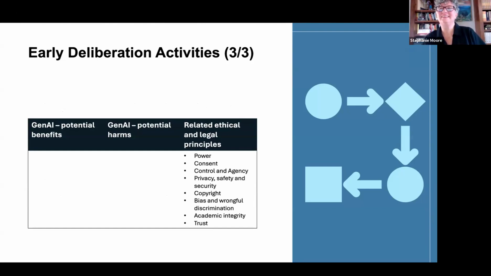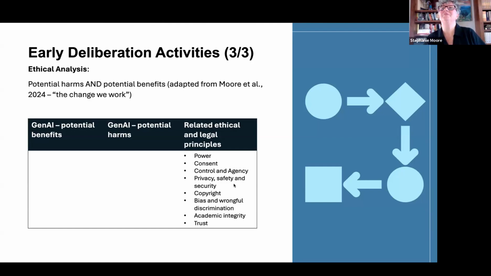Okay, I had one more slide on an early deliberation activity on ethical analysis. So, Beth, if you could go ahead and click on it just one more time there. There we go. So, thinking through what are potential harms and potential benefits. I'm going to skim through this one very quickly because of what I'm gleaning from our conversation over in the chat. My intent with this, again, was to prompt us to get out of only thinking about ethics as harms.